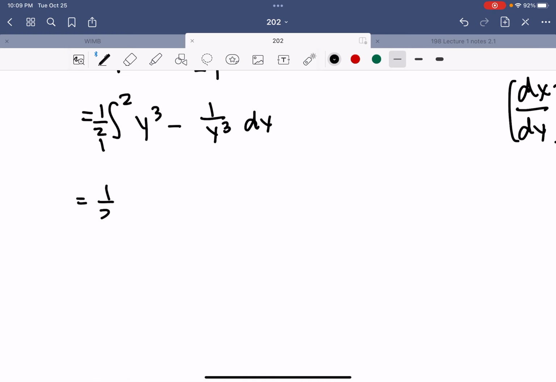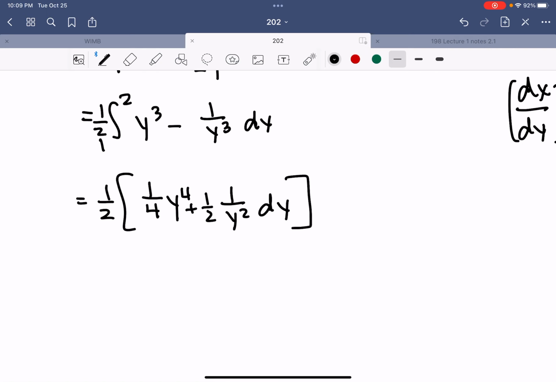Antiderivative here, I've got the 1/2 out front. This is 1/4 y to the 4th. This is y to the -3. So I'm going to increase it to y to the -2 and divide by -2. Okay. And we're evaluating that from 1 to 2. So that's going to give me 1/8 y to the 4th plus 1/4 1 over y squared from 1 to 2.